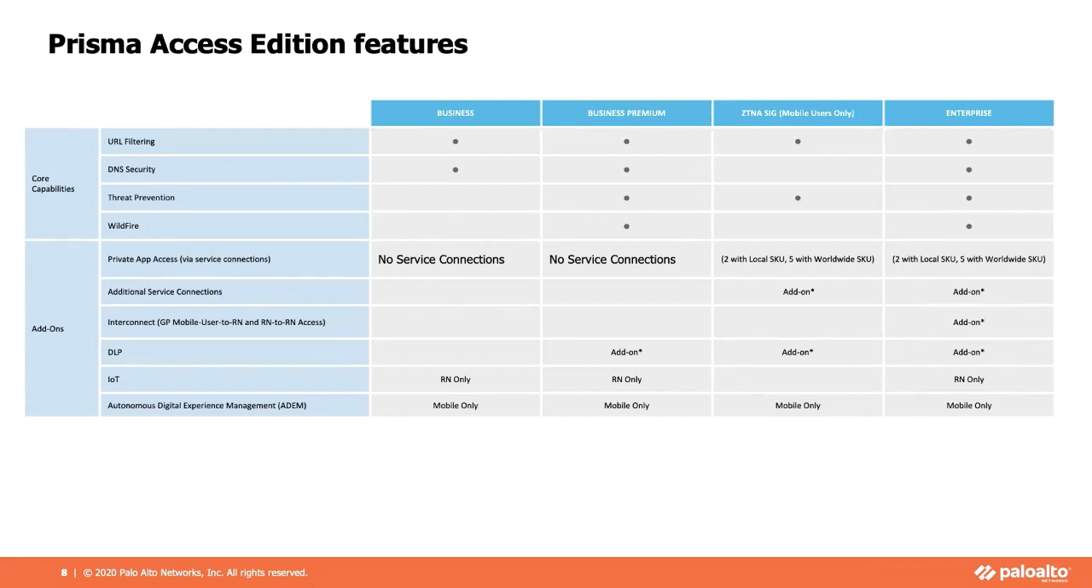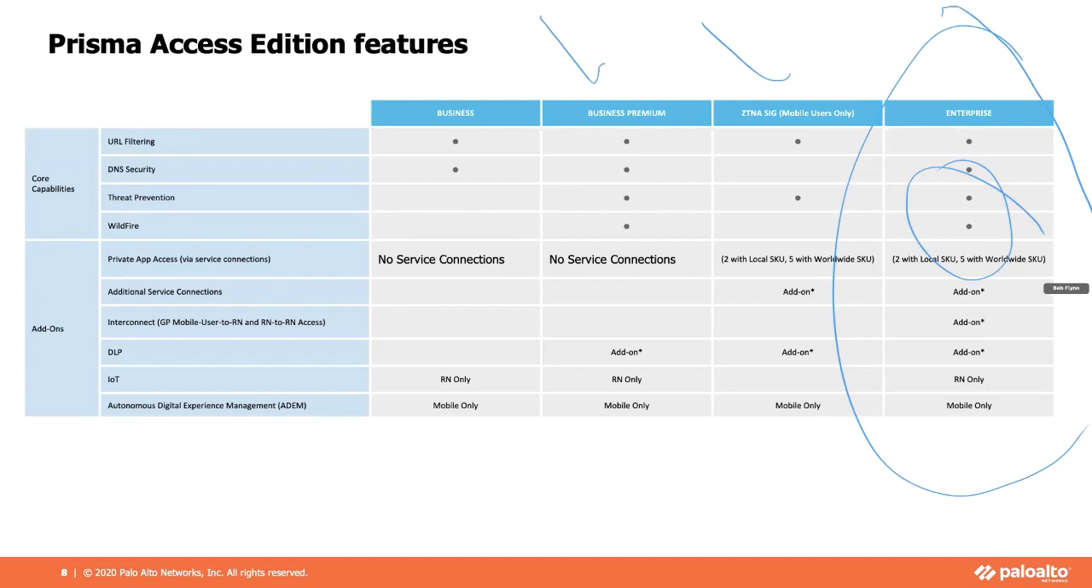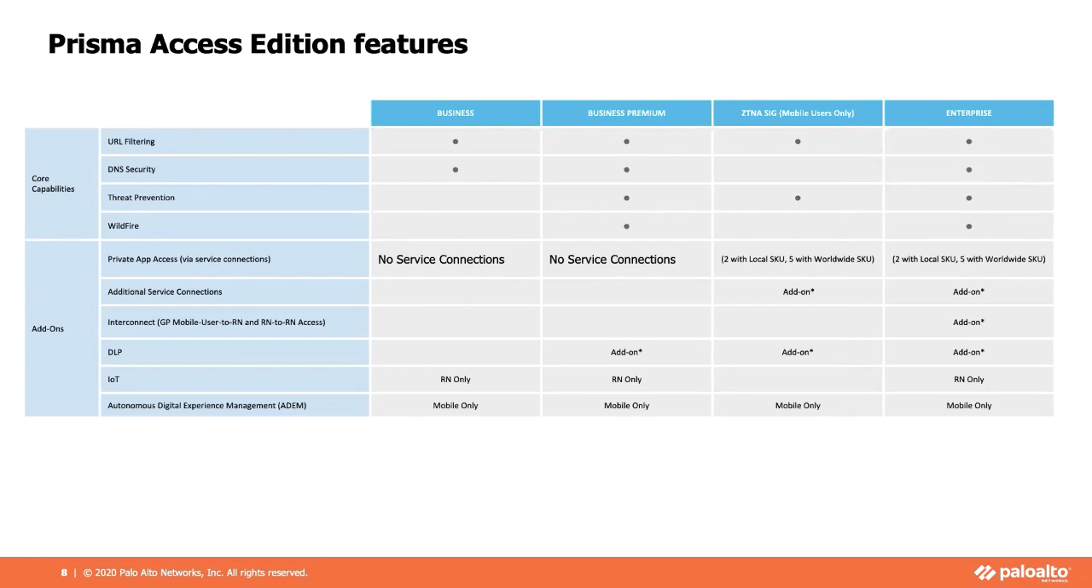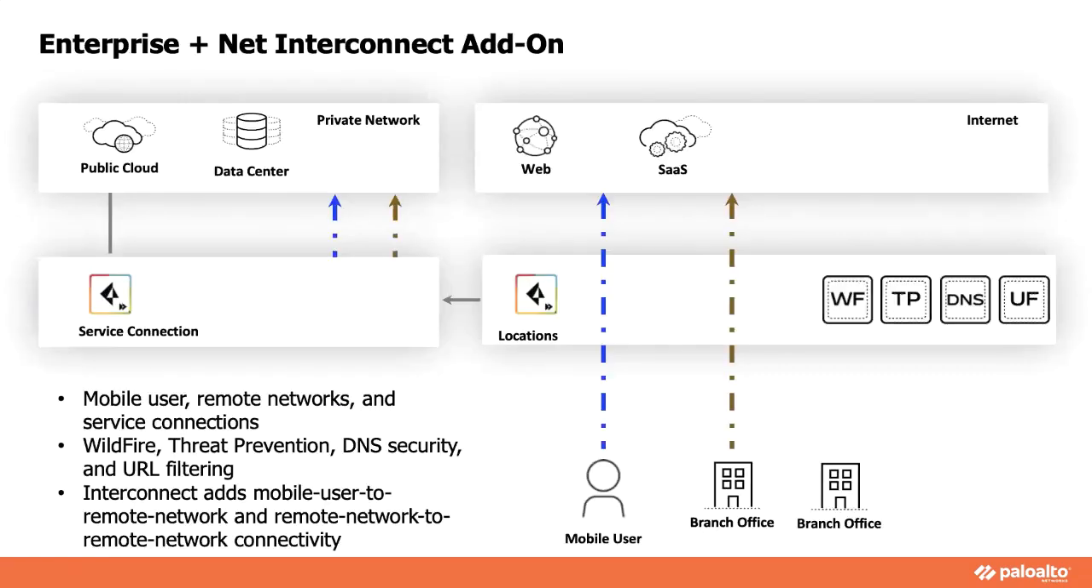The last licensing scheme we have is enterprise. So it's everything. I got my remote users and my mobile users. I've got all my threats and WildFire and URL filtering and DNS security, and the ability for every add-on we have. And one that's very important is Interconnect. So some of the examples we're going to be talking about are going to involve Net Interconnect, the Net Interconnect add-on.